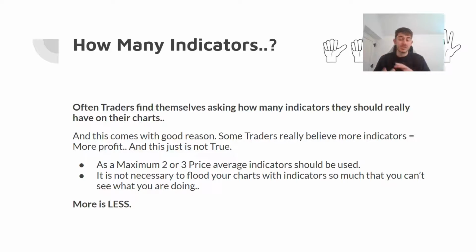Remember, that's knowing what's a low price and what's a high price, so you can buy and sell in line with the market. It's absolutely not necessary to flood your charts with indicators so much that you can't see what you're doing, because that's going to cause you lots of problems, and therefore more is less. If you're flooding your chart, you won't be able to see what you're doing, and you don't want that. You'll also get a lot of contradiction in your decisions, because you'll be seeing one indicator like this, one indicator like that. There's divergence. Should I buy? Should I sell? And it really makes you miss those key trades you need to be taking.